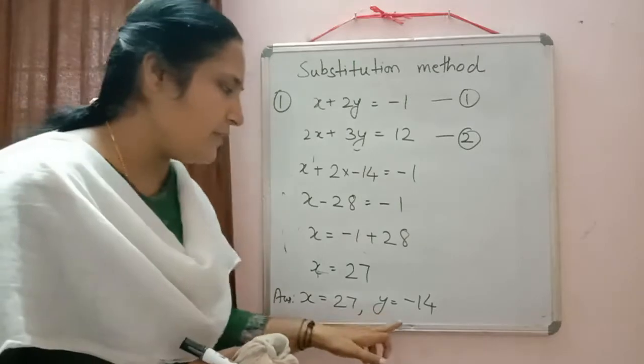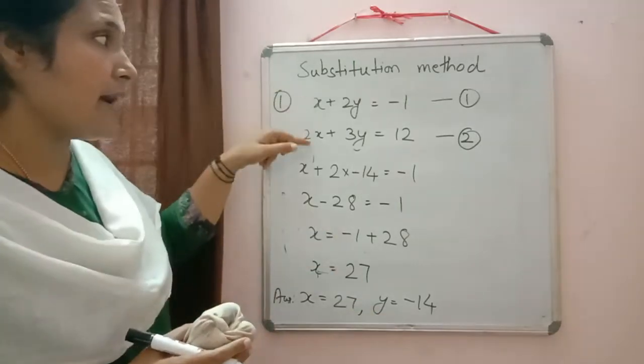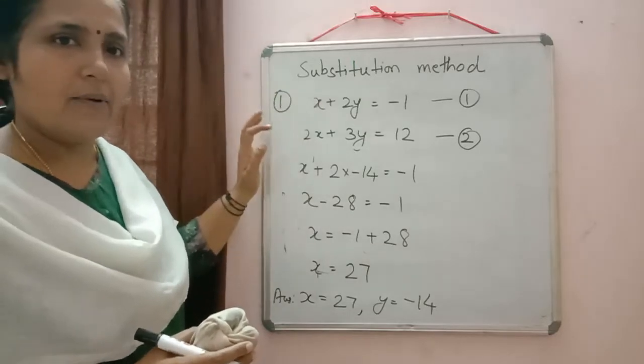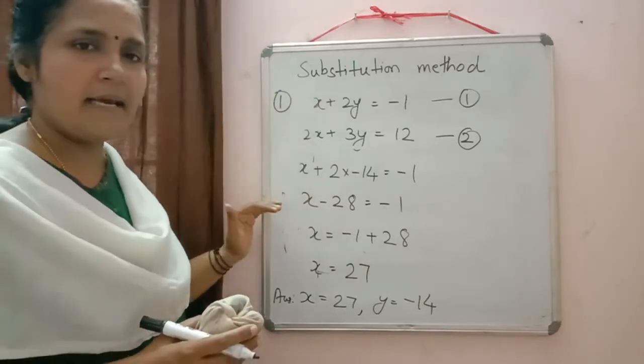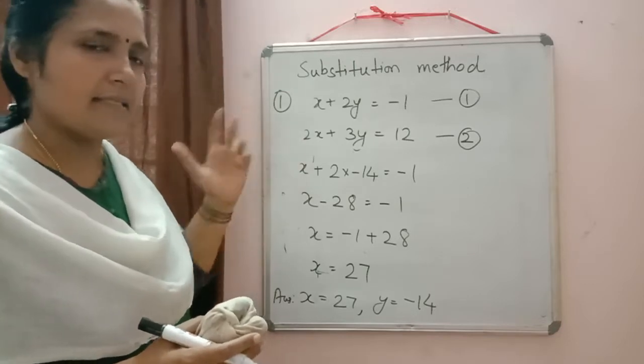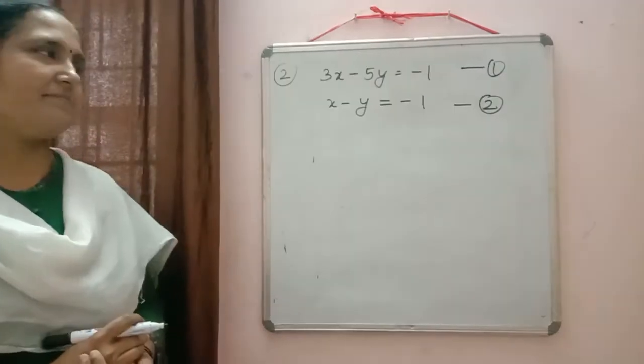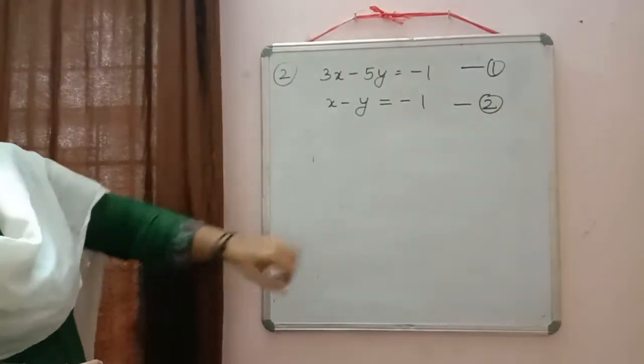These are the values of x and y which will satisfy both the equations. Hope the method is clear to you. We'll do some more questions, then you will get the concept more clear there. So moving on to the next question. Now we have the second question.